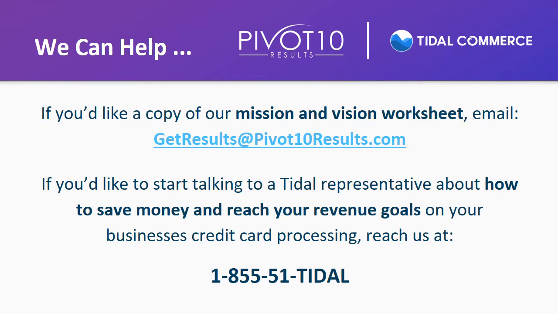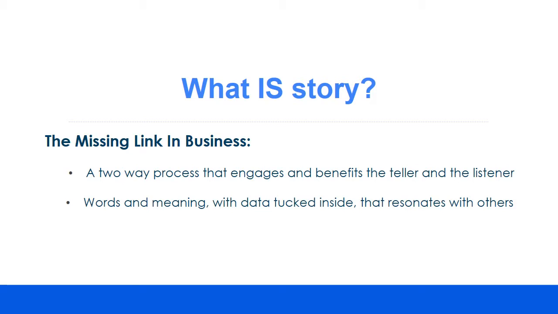So let's talk about story. What is story? The missing link in business. You're probably like, we know what a story is, but let's just talk about it for a second. Story: a two-way process that engages and benefits the teller and the listener, and words and meaning with data tucked inside that resonates with others. That last one to me is the most powerful. Words and meaning with data tucked inside that resonates with others.